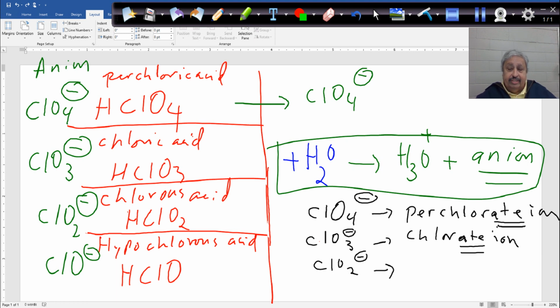So how about ClO2 minus? Because it's less than the chlorate, the naming for the acid will be chlorous. For the anion, it will be chlor and then ITE, ITE ion. Chlorite ion. The standard acid, chloric acid, has the anion chlorate, correct?